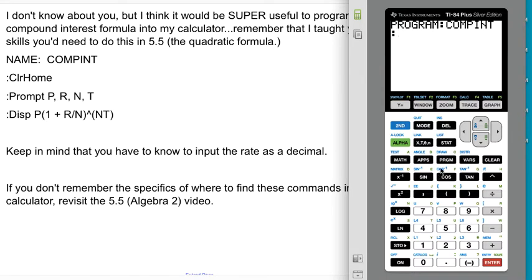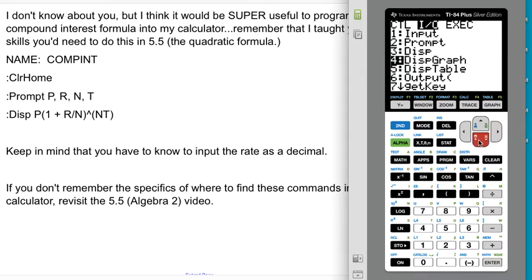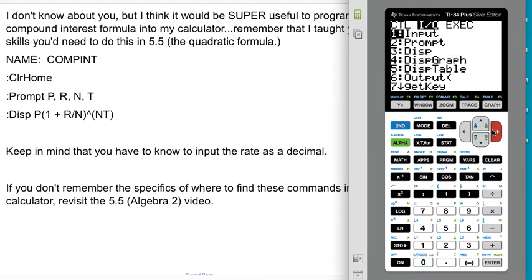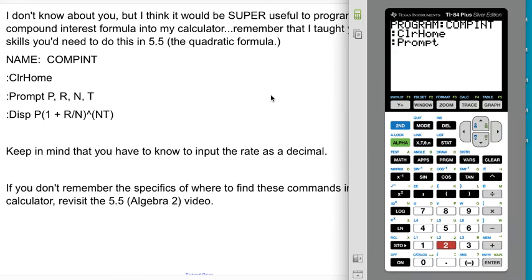All right, so I want to go to Program again. And I want to go over to input and output. I want to clear home, right? And then I hit enter again. Now I want to go to program, and I'm going to go to input output, and I want prompt. And I'm going to prompt for the things that I would normally know, which are P, R, N, and T, because the thing I want is A.